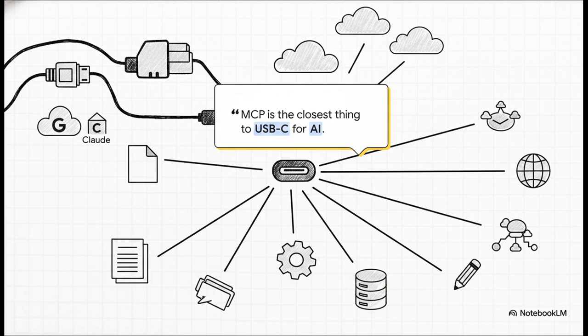Think about it. Previously, connecting an AI to Google Drive meant building one highly specific integration, and then Claude required a totally different one. It was a mess. With MCP, you write just one single server, and instantly any compatible AI client can securely connect to your data sources and your tools. It's not an exaggeration when people say MCP is literally the USB-C for AI. It's a total game changer.